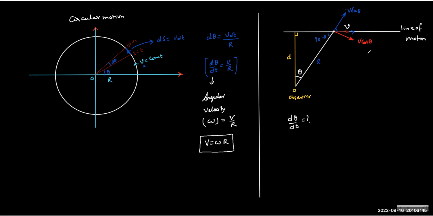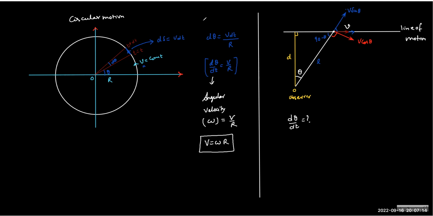Is it so difficult to realize? Now tell me which component can change the angle, the sine or the cos? Imagine yourself moving along V sine and V cos, and tell me what you believe, which one can change the theta? Which component can change the theta? V cos. Exactly.